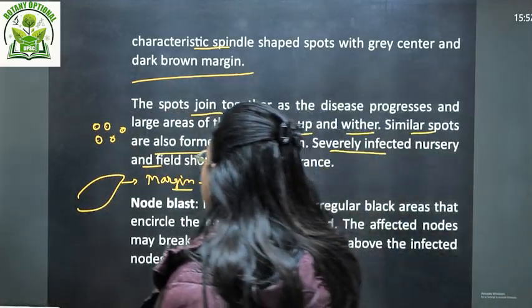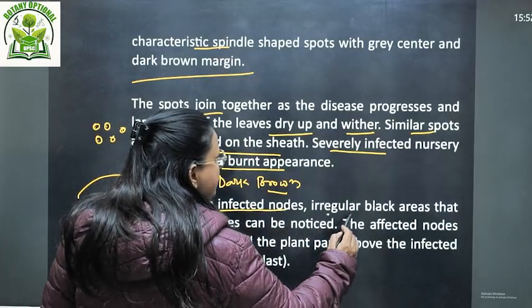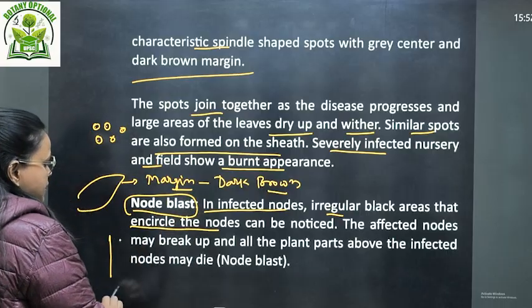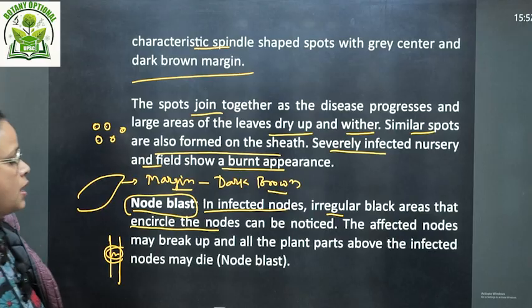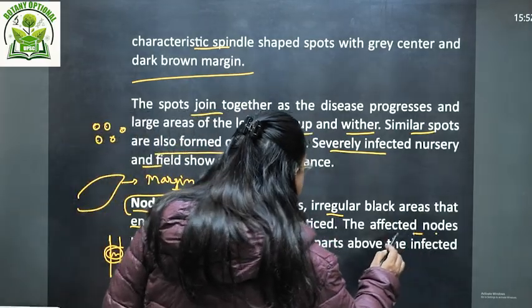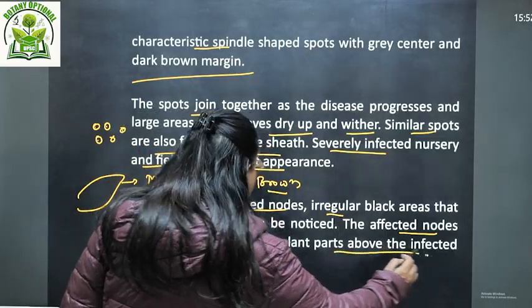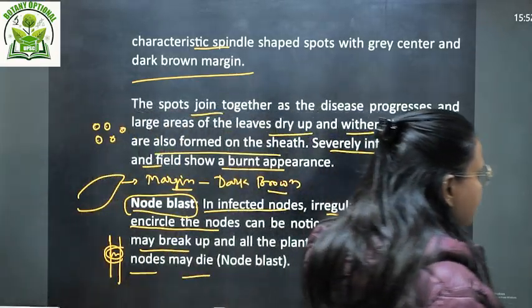And now the next is node blast. In infected nodes, irregular black areas encircle the node. We see a node, and this structure encircles the node. The affected nodes may break up and all the plant parts above the infected node may die. The plant parts get dead.